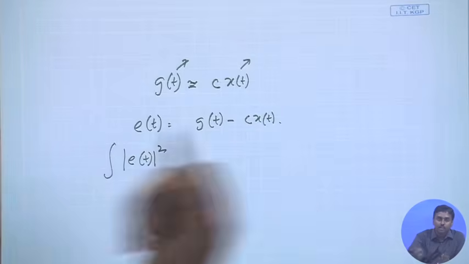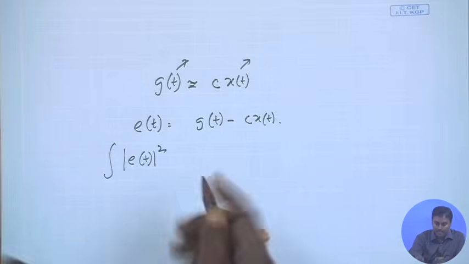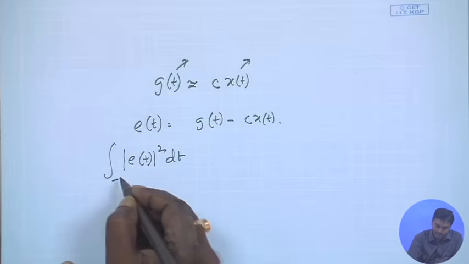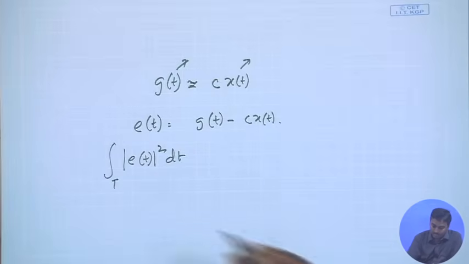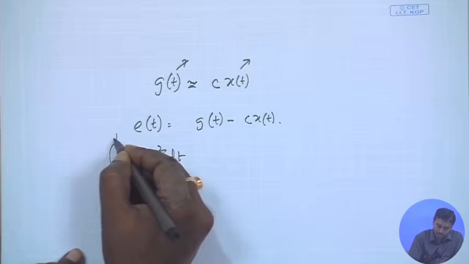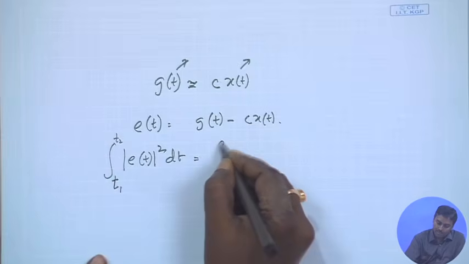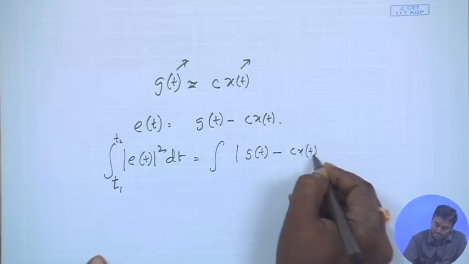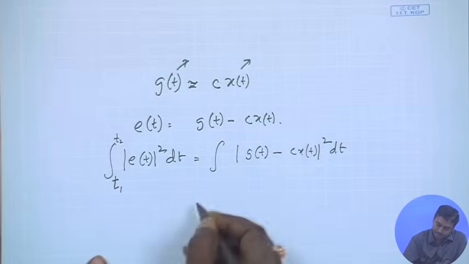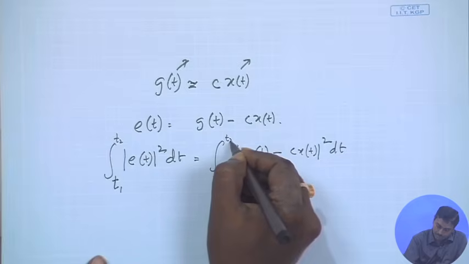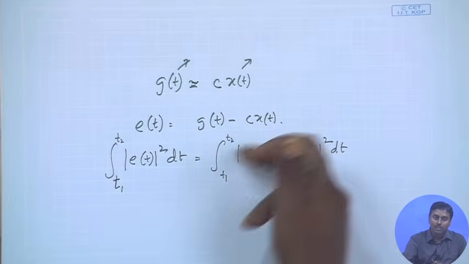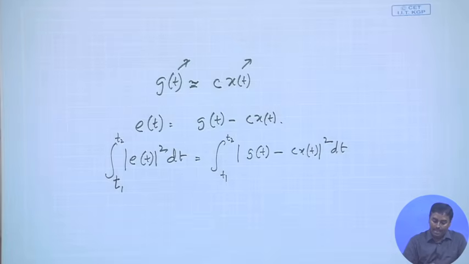Okay. So, if that is the case, what we need to do is take the complex conjugate, multiply it with the error signal and then integrate over the limit, whatever limit it has. Let us say the limit is t1 to t2, whatever we were writing. Okay. So, immediately it happens to be g(t) minus c x(t). Okay.